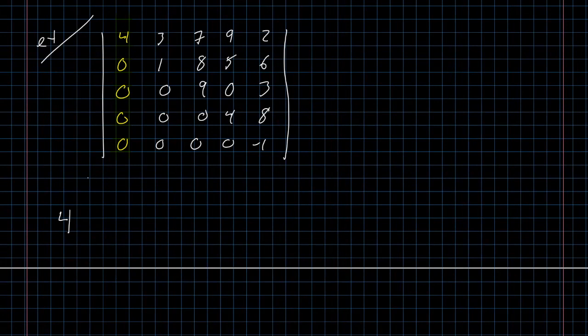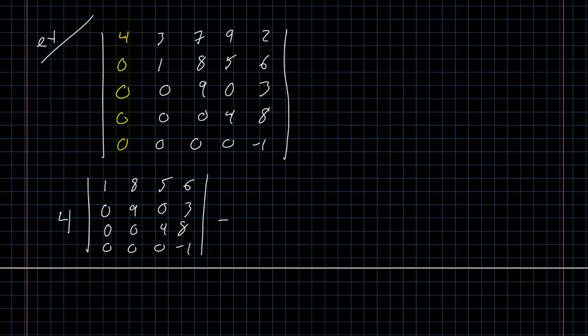I get 4 times the result of eliminating the row and column which contain the 4, which is this 4 by 4 matrix. It's a bit of a mess, but 1, 8, 5, 6, 0, 9, 0, 3, 0, 0, 4, 8, 0, 0, 0, negative 1. Then continuing on, alternating positive and negative. So for the next one I subtract, I've got a 0.